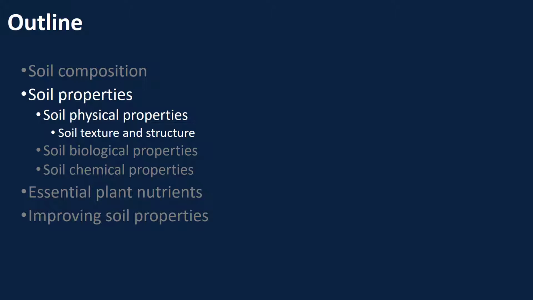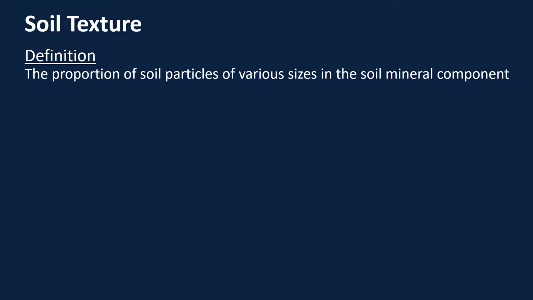The next part will be starting into soil properties, specifically physical properties, and we'll start out with soil texture and structure. We'll start out with soil texture. The definition of soil texture is the proportion of soil particles of various sizes in the soil mineral component. And what that is we have these different soil particles and we put them in class sizes, how small and how big they are. And based on the percentage of the soil particles of various sizes, we're saying that this is the texture of the soil.